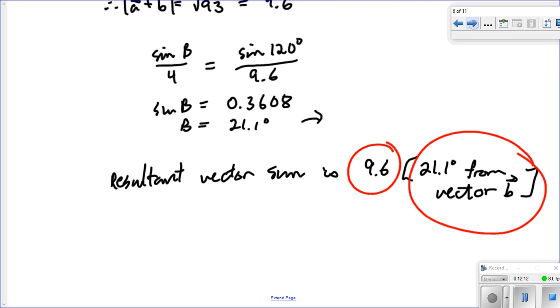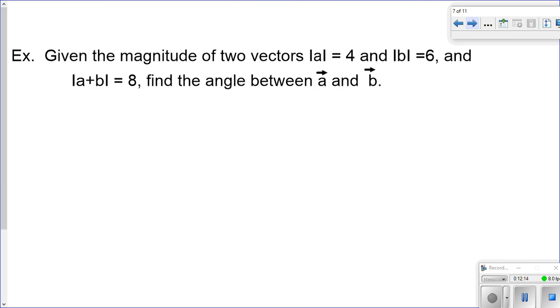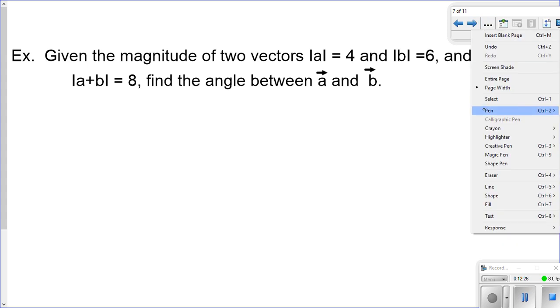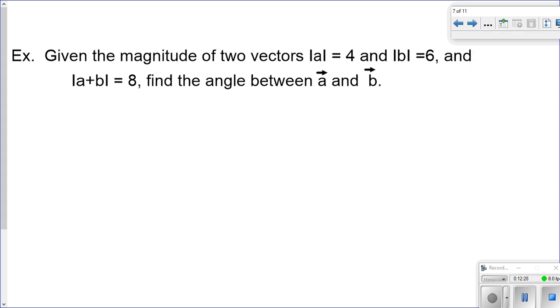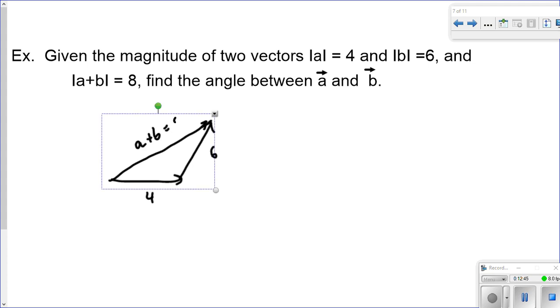Okay, let's continue with one more here. So here's the situation. We've got the vector sum given, and we need to find the angle between A and B. Let's see if we can draw this. I'm going to draw it, best I can, just to get an idea. So vector A is here, 4, and I'm going to draw vector B, which is 6, and I've got this A plus B vector of 8.